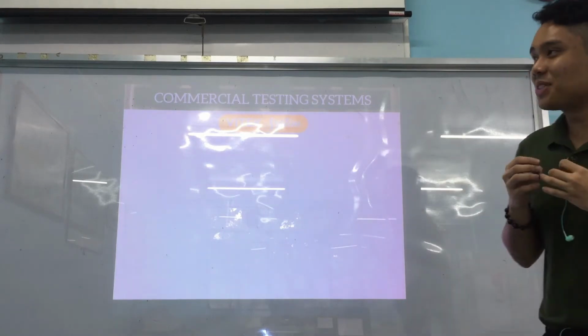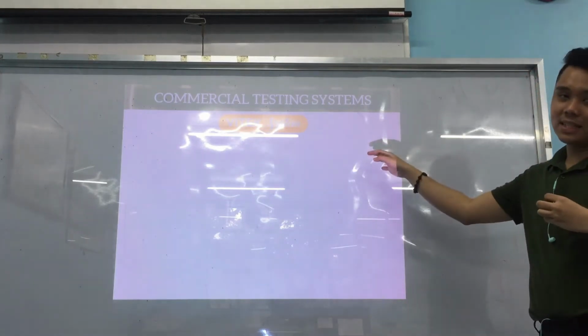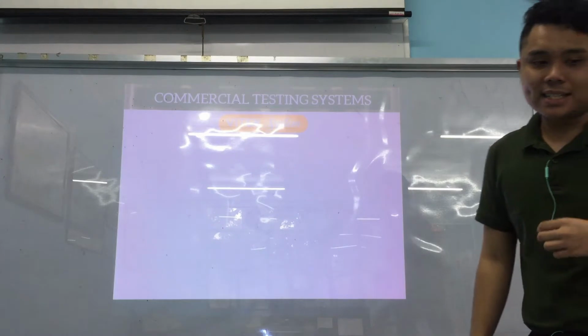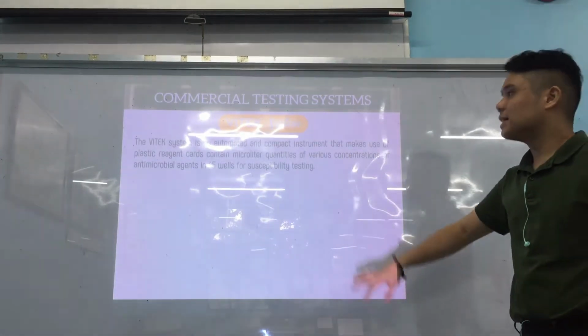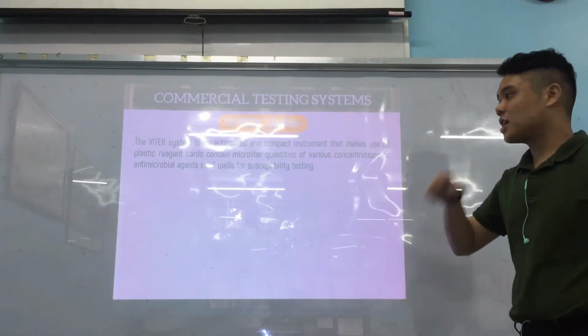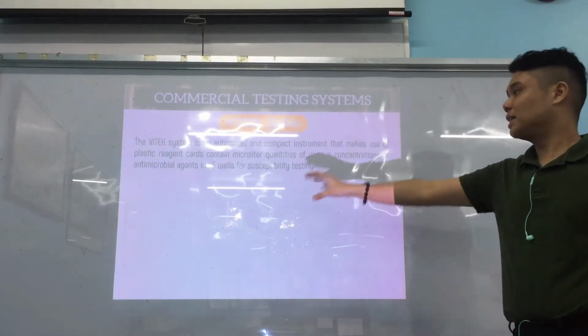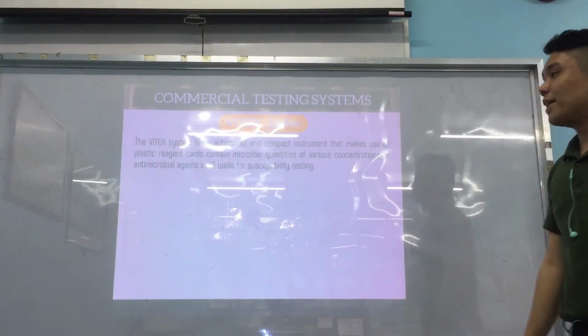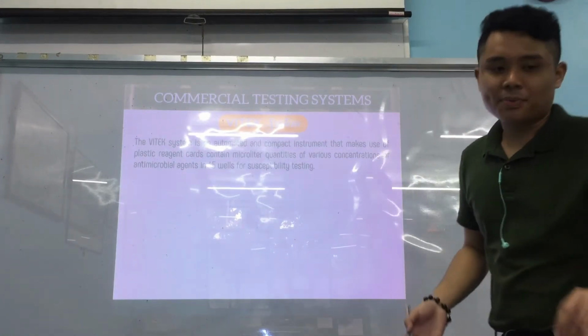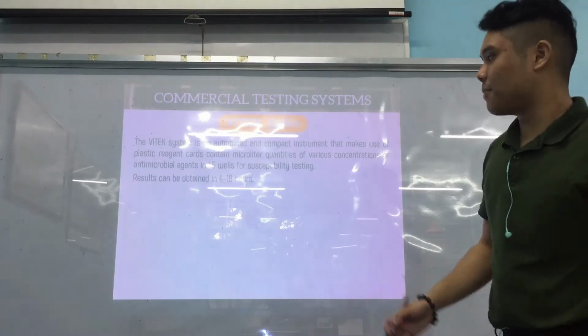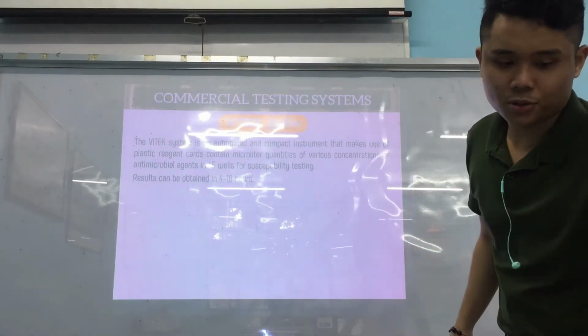So we'll start now with another commercial testing system known as the Vitek system. The Vitek system is an automated compact instrument that makes use of plastic reagent cards containing microliter quantities of various concentrations of antimicrobial agents in 45 wells for susceptibility testing. It's automated. Results can be obtained in 4 to 18 hours. So it's quick.